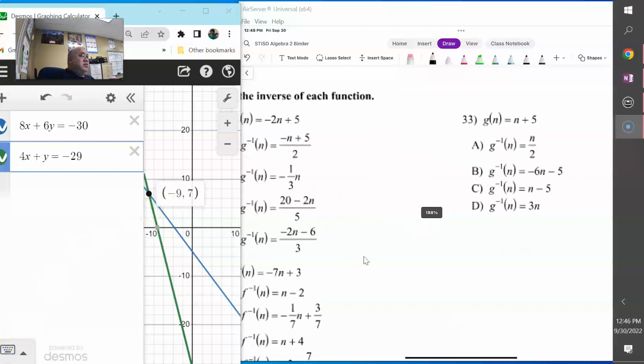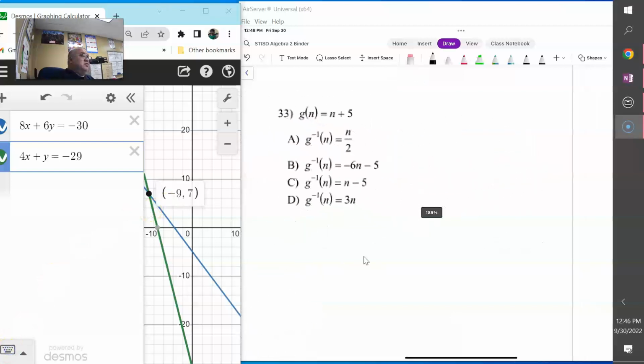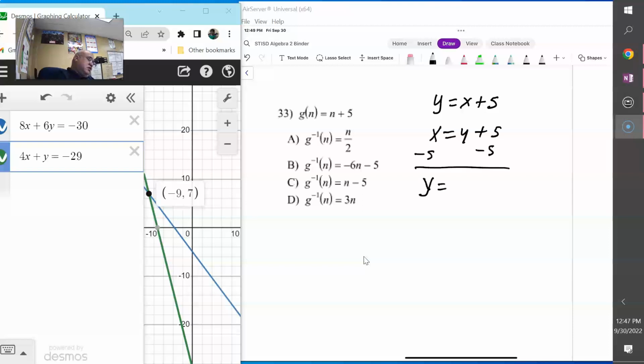So for 33, we have to write the inverse. So here's number 33. You have y equals x plus 5. To write the inverse, you switch the x and the y, and then you solve for y. So y equals x minus 5. So your answer is C.